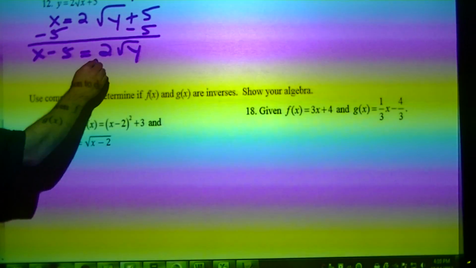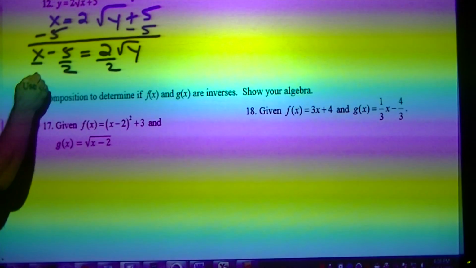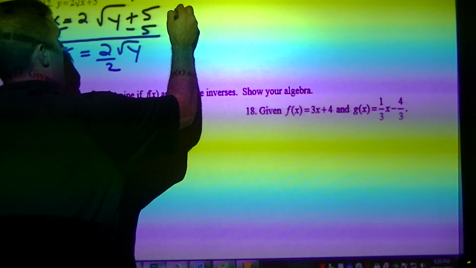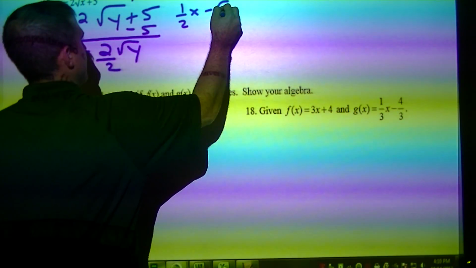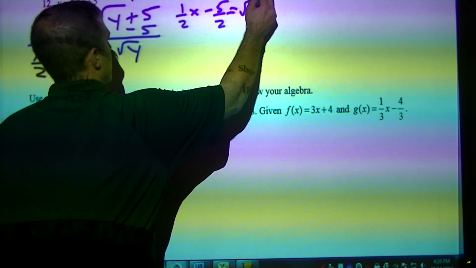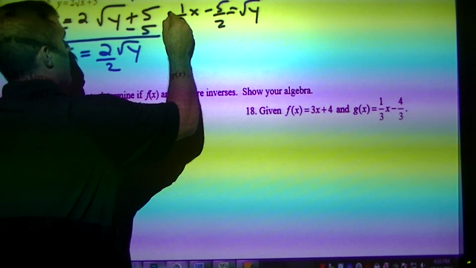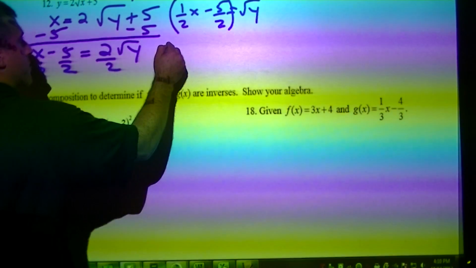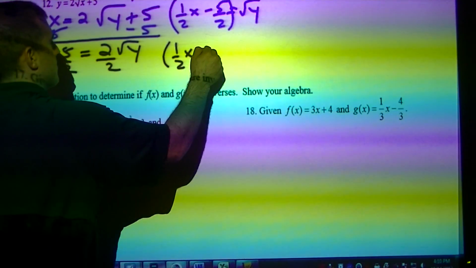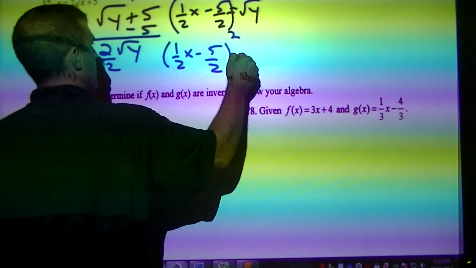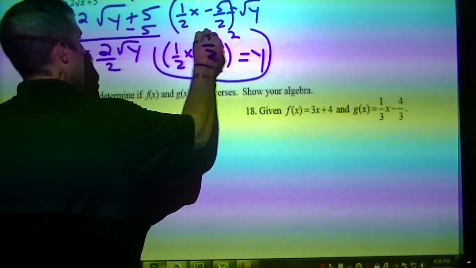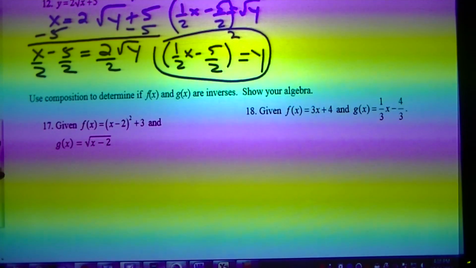Okay, to get rid of this 2, I'm going to divide each part by 2. So what I got is 1/2 x minus 5/2 equals the square root of y. Okay, I'm going to square everything. It's good enough just to put those parentheses like that. So that's going to be (1/2 x minus 5/2) squared equals y. That would be the inverse there.